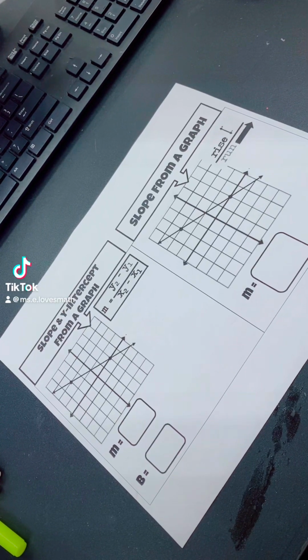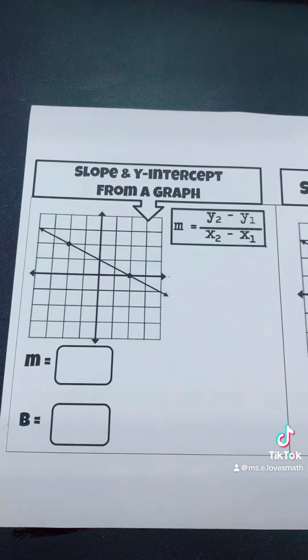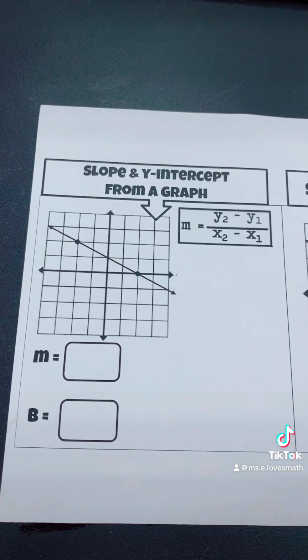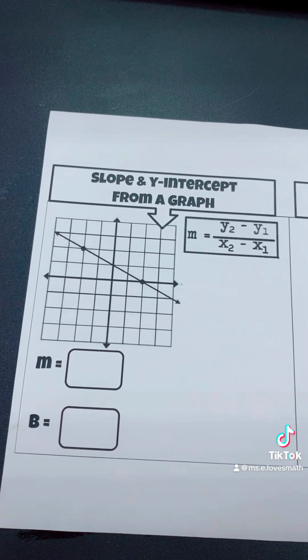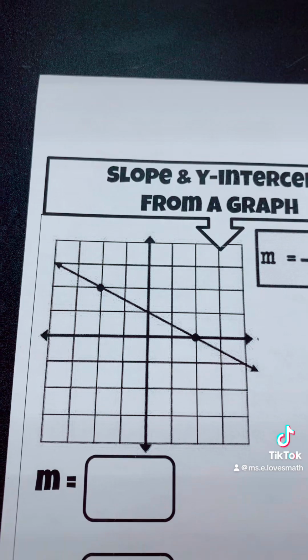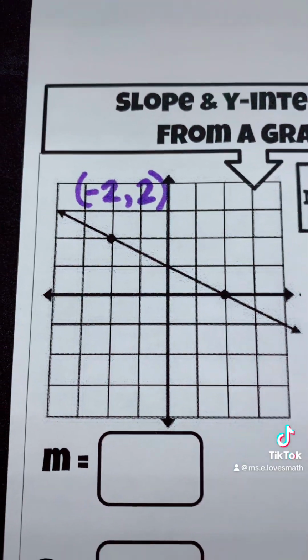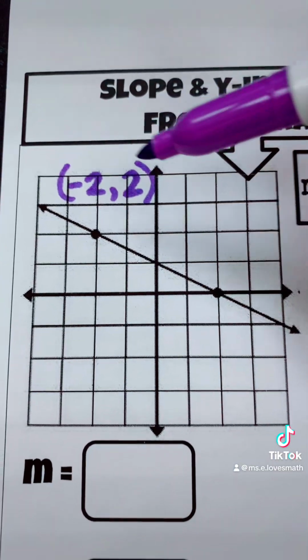Finding slope and y-intercept from a graph, part 2. Here's our second example. The first thing we need to do is find our ordered pairs for these points on our graph. Our first ordered pair is -2, 2.